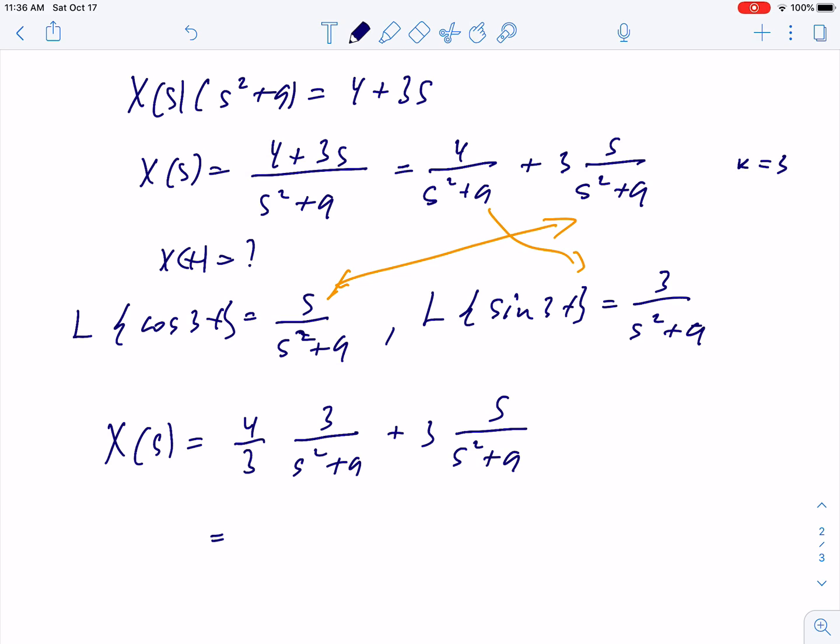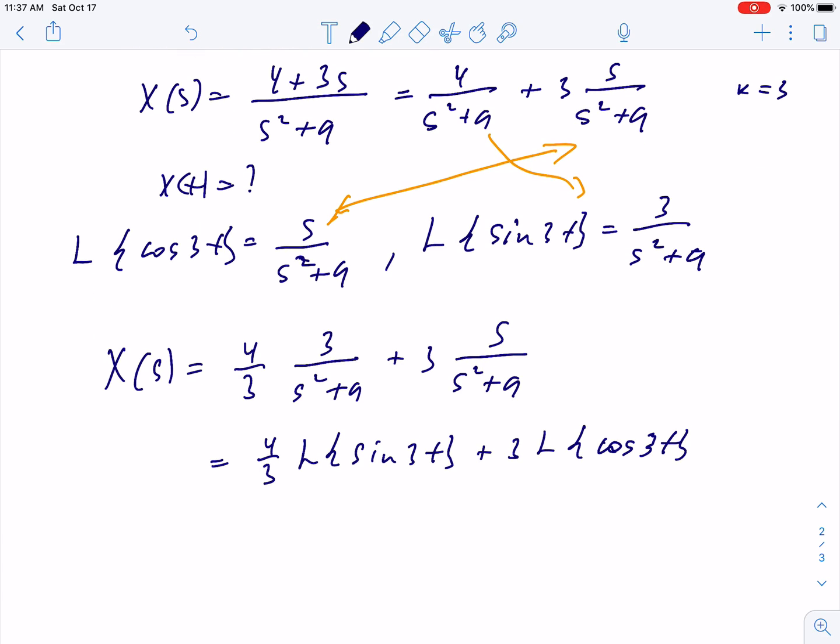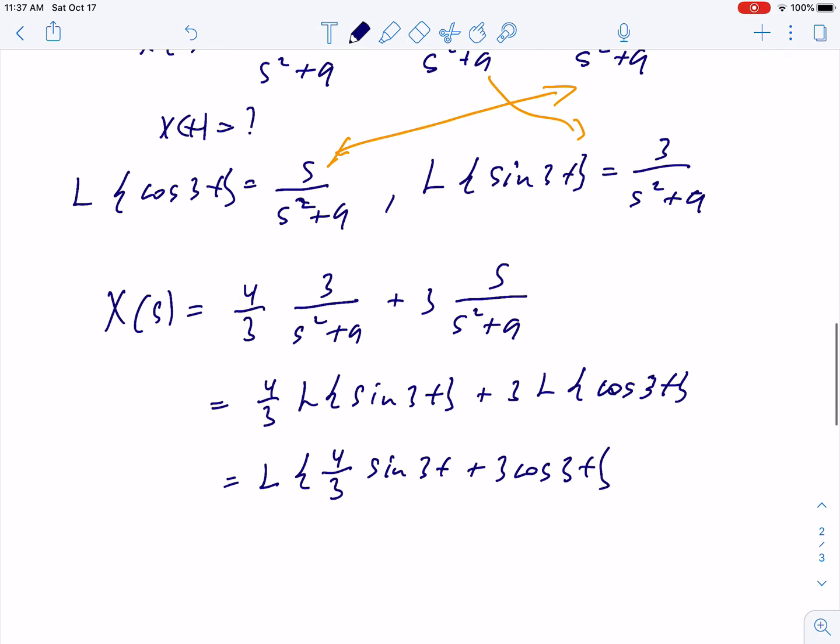these two, it's 4/3 Laplace sine 3t plus 3 times Laplace cosine 3t. Collecting everything inside L, this will be Laplace 4/3 sine 3t plus 3 times cosine 3t. And inside the braces we see our original. So the big X is Laplace transform of this function here. So this has to be the small x.